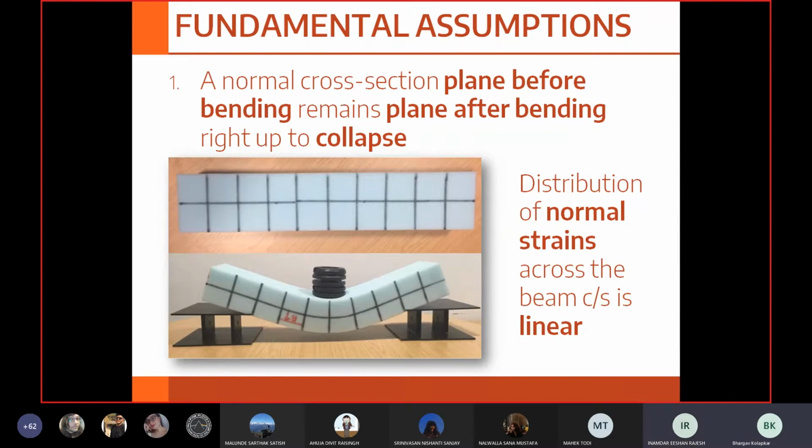Can you re-explain the second point? You mean the distribution of normal strains?